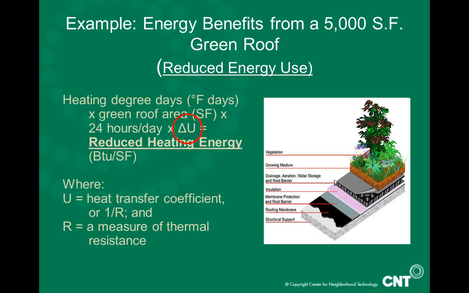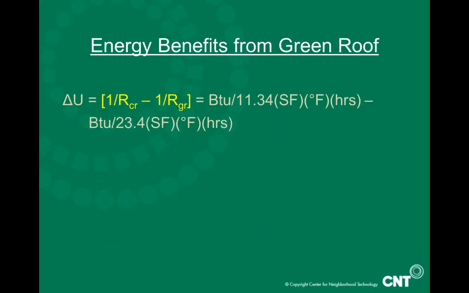So just to explain a little bit further what that difference is in mathematical terms, the U is the R value of the green roof itself. I'm sorry, the U is the coefficient, and R is the actual measurement of the resistance. And the D is just the difference between the conventional roof, or CR, and the green roof, the GR, in that equation. So this becomes the equation for that particular mathematical factor.